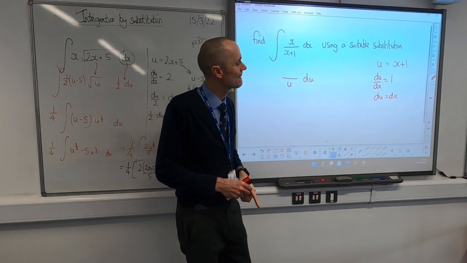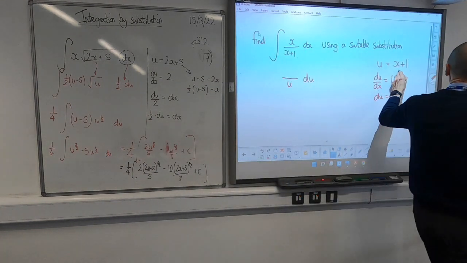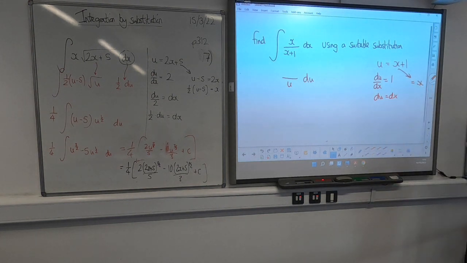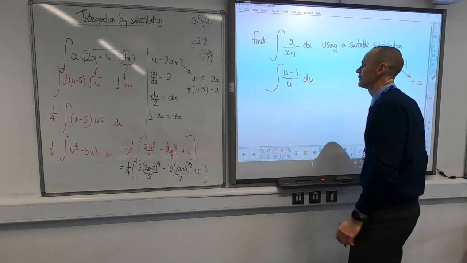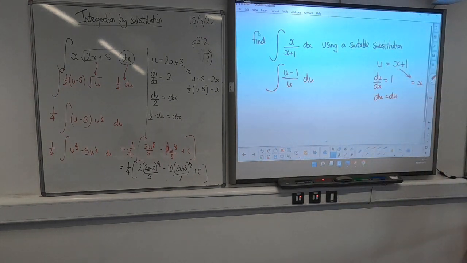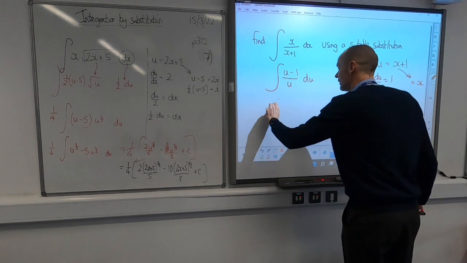How can I rewrite that so it says u minus 1? Ah! Heterogeneous, because all of a sudden it's become two things over one thing. I can split that up. I'm allowed to do that.